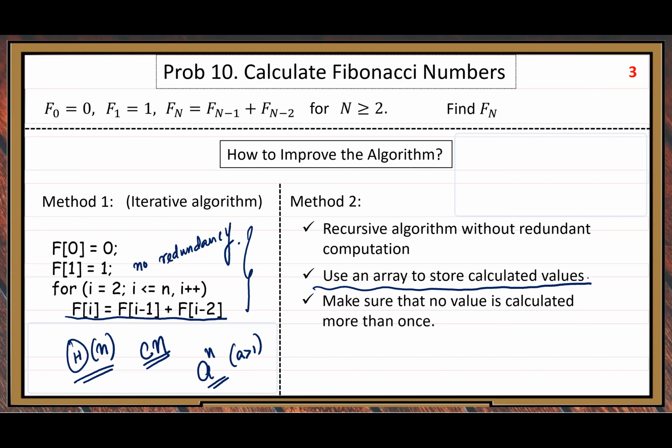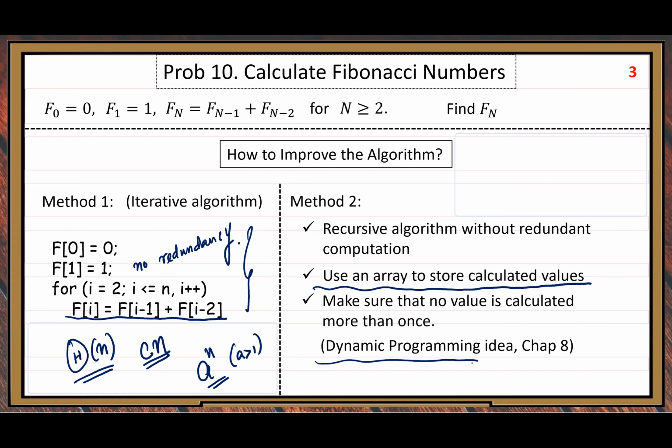But if you find there is a non-zero value already there, that means you have the value already. So you just retrieve the value from the array. Do not do recalculation. So that's the basic idea of this second method. The second method has a fancy name called the dynamic programming technique. It's the topic in our chapter 8.